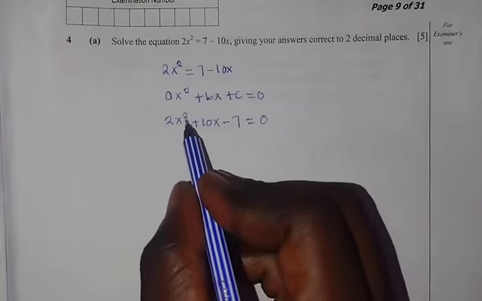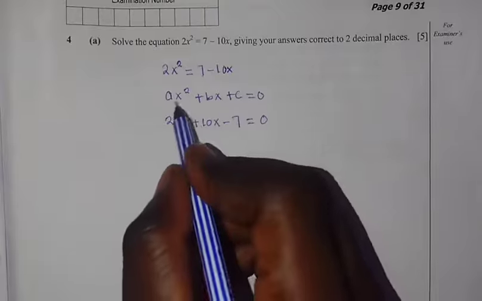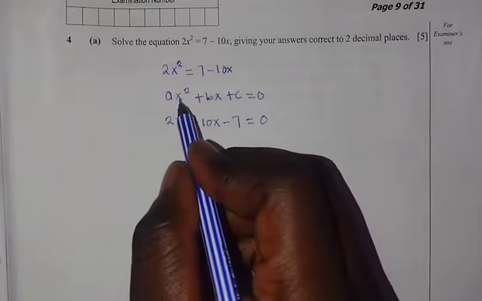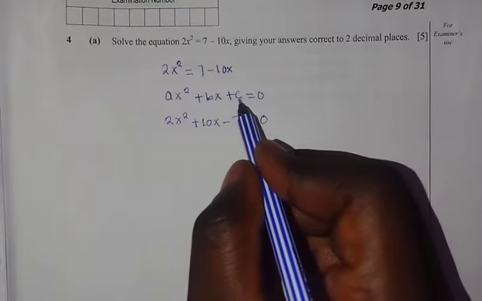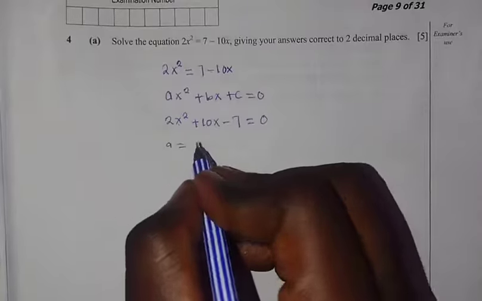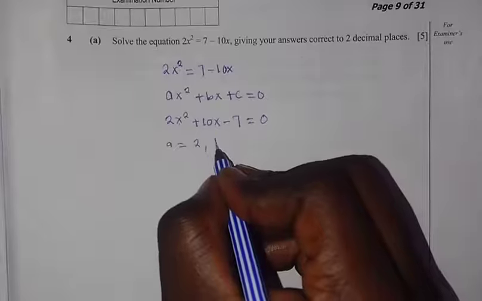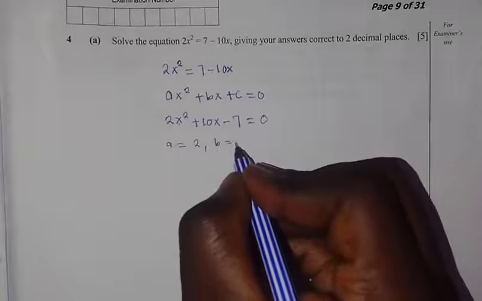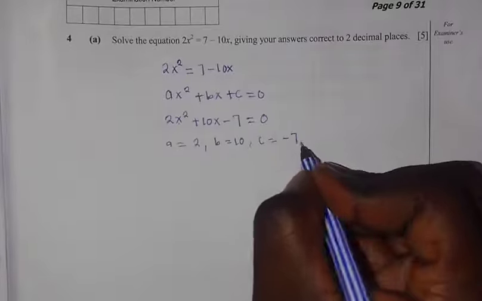So 2x squared plus 10x minus 7 equals 0. So look at the general formula. The coefficient of x squared is a, the coefficient of x is b, and we have a c here, which is minus 7. So we are told to say a is equal to 2. We are just getting the coefficient. Then b is equal to positive 10. Then c is equal to negative 7.